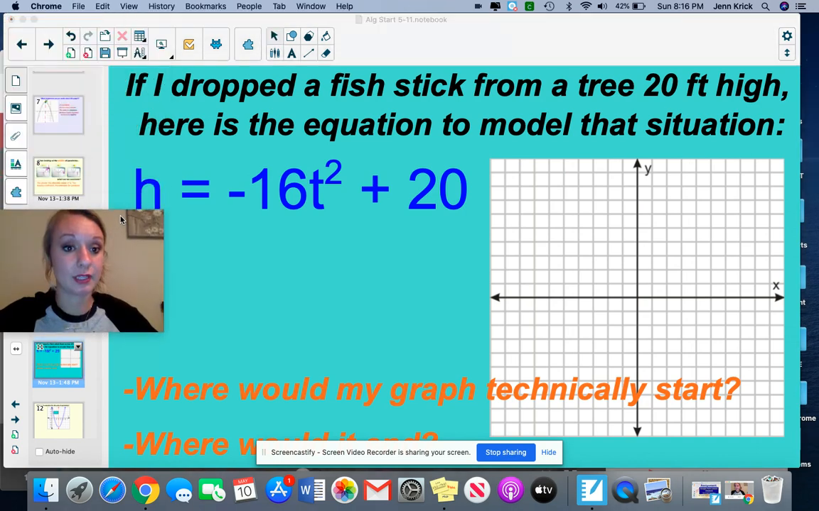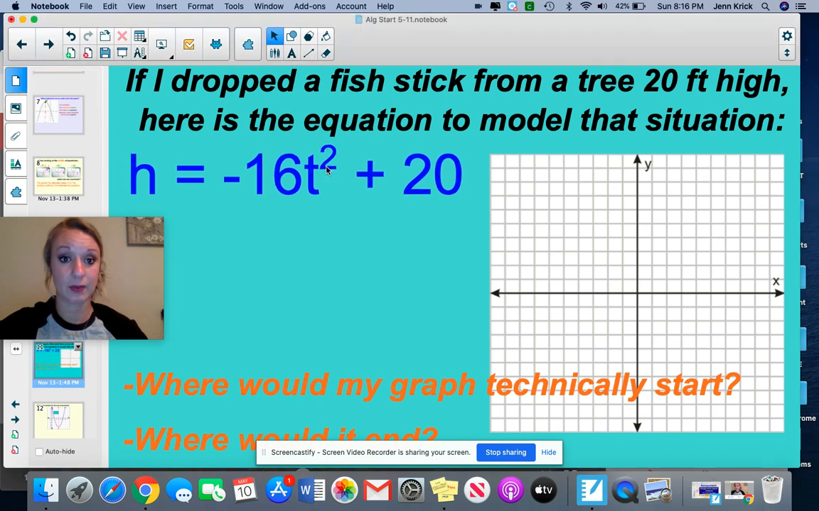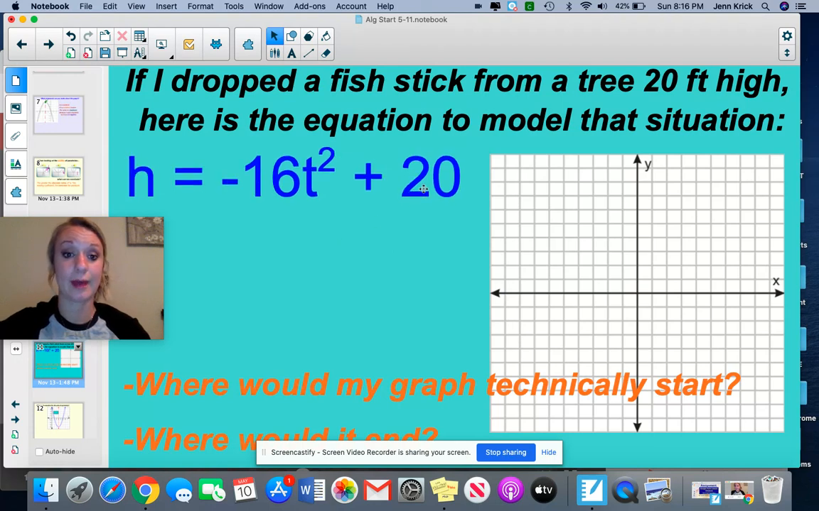Okay, another thing that you need to get some exposure to is real-world situations and quadratic graphs. So if I dropped a fish stick from a tree 20 feet high, here's an equation to model that situation.